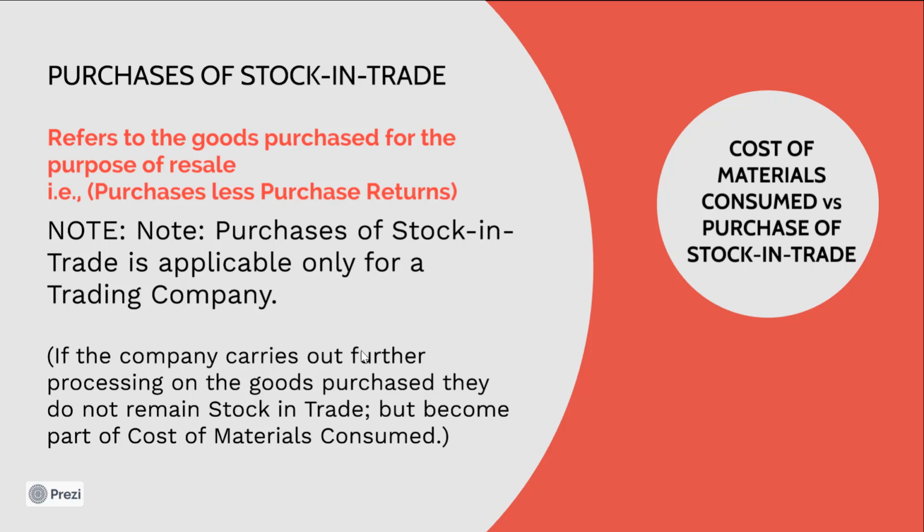Now this purchase of stock in trade is applicable for a trading company. Now how do we understand the difference? If the company is going to carry out further processing on the goods which it has purchased, then it will not remain as stock in trade, it will become part of cost of materials consumed. We will see the difference between cost of materials consumed and purchase of stock in trade with the help of an example.